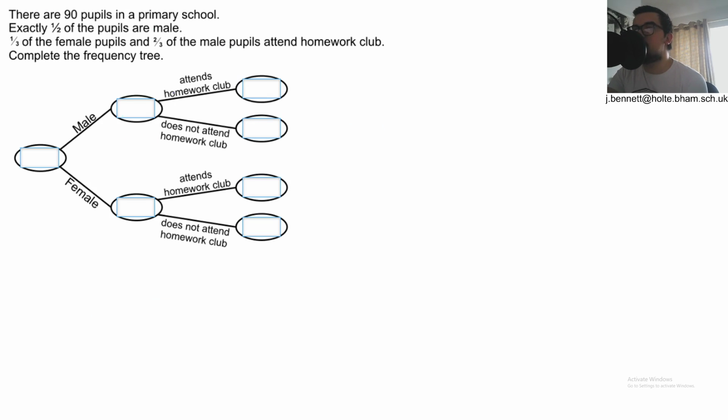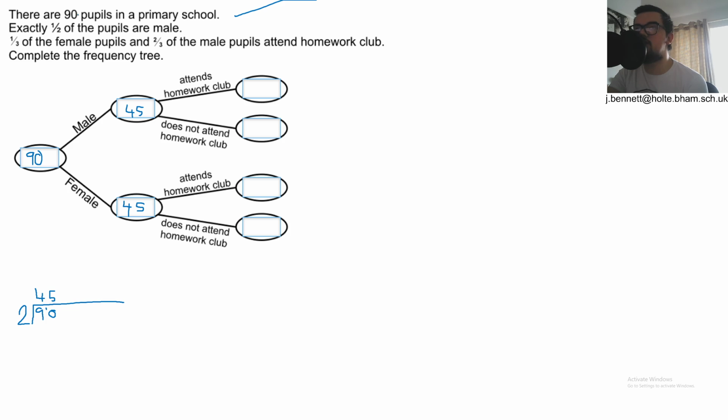There are 90 pupils in a primary school, so the first thing we do is we put the 90 there. We tick this one off. Exactly half of the members are male, half of 90. So let's work out half of 90. How many 2's go into 9? 2, 4, 6, 8, 10. We go back 1, 4. Remainder 1. How many 2s go into 10? 5. Right, okay, so we put our 45 here. We put our 45 here.